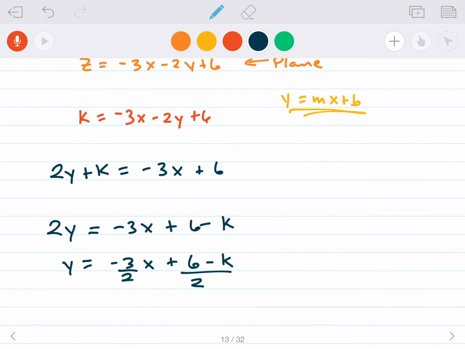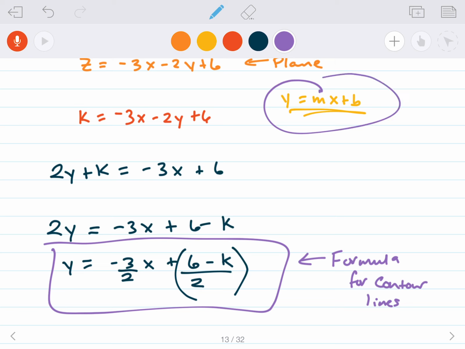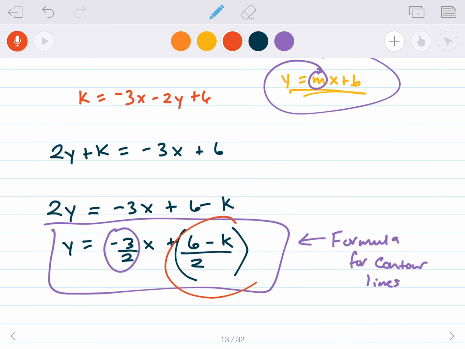Okay, so this is my formula right here. This is the formula for my contour lines. Now we can see pretty easily what the slope is, right? The slope in y equals mx plus b is m. So this guy is going to be negative 3 over 2 x. And the only thing that's changing as we move in the z direction is the y-intercept.